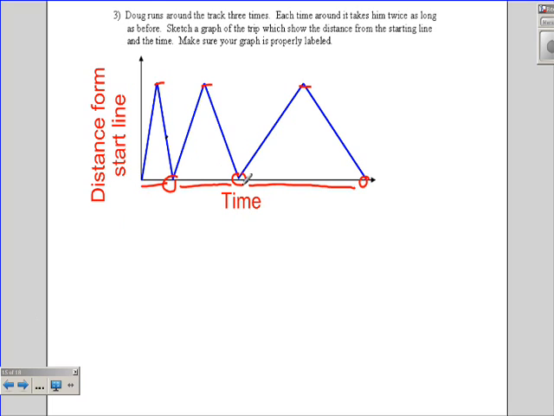Am I going to get a ruler out and measure these? No, but I want to make sure that you understand that it takes him twice as long as before.